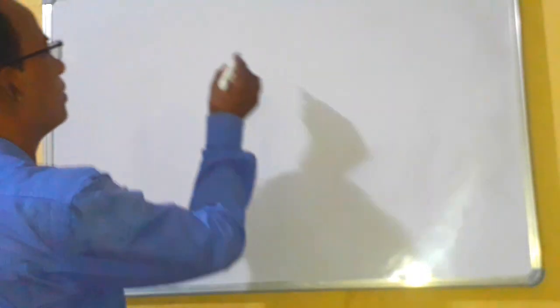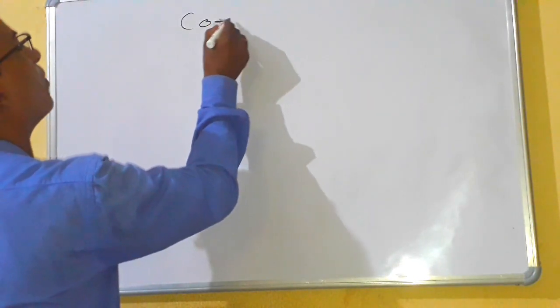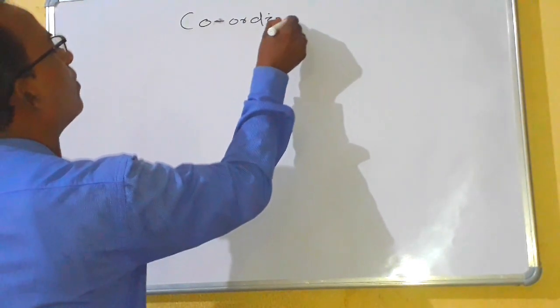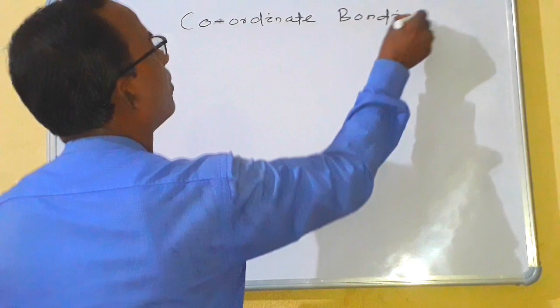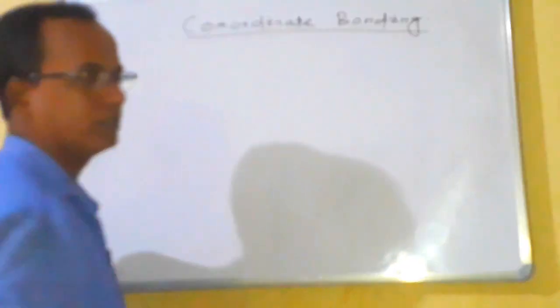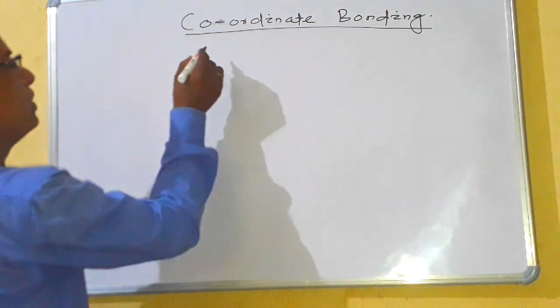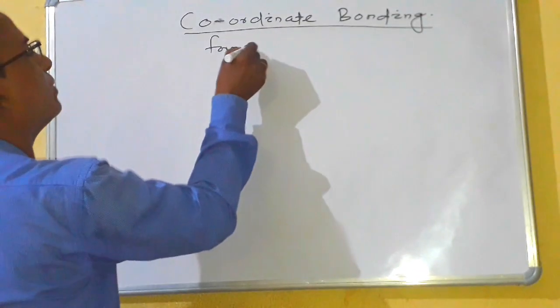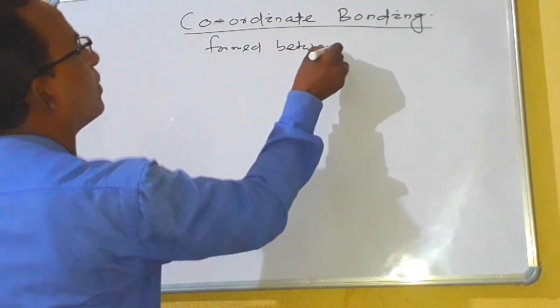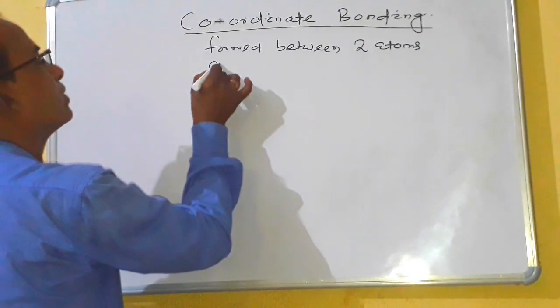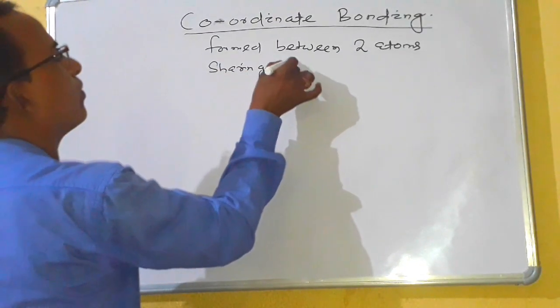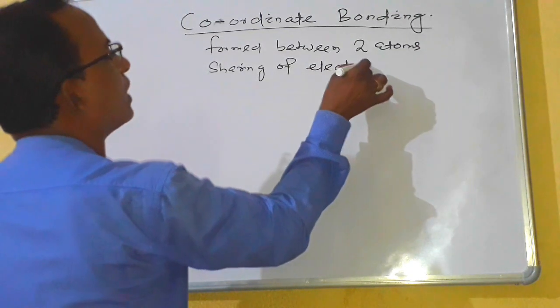Chemical bonding part 2, that is coordinate bonding. This type of bond is formed between two atoms by sharing of electrons.